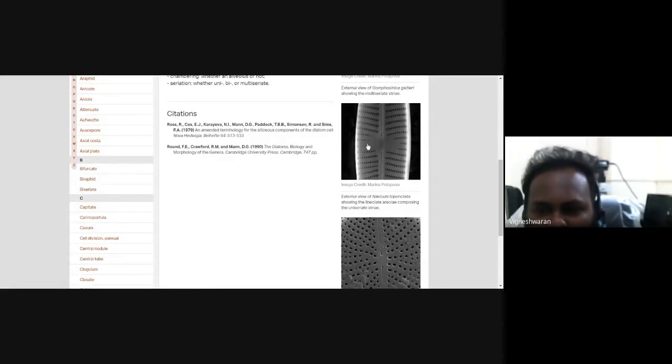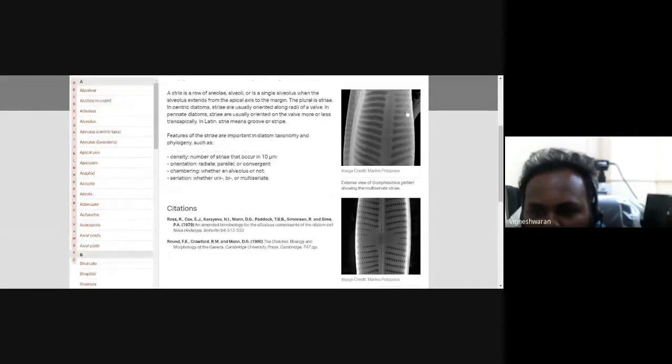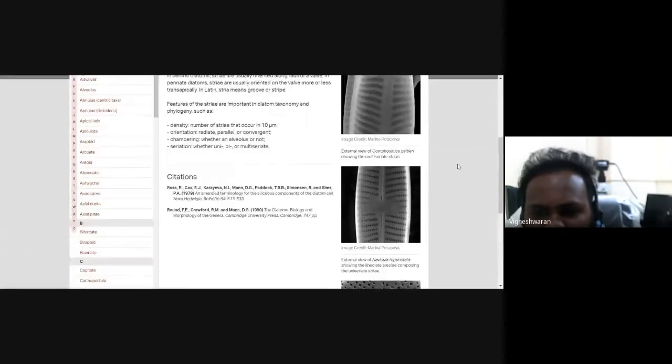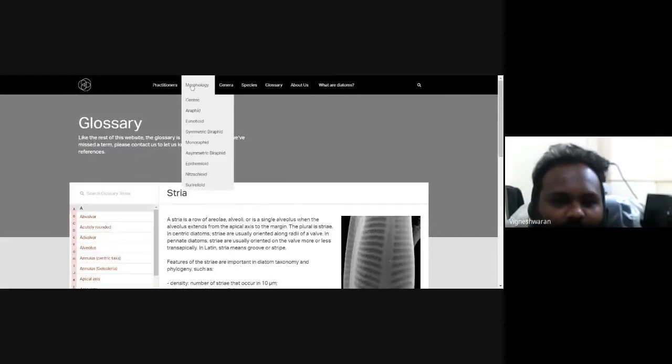So every detail counts, even in the middle. What is the length of the stria? In 10 micrometers, how many striae are running in the diagram? So this and all the morphological things we have to observe. So now we will go to the morphology.